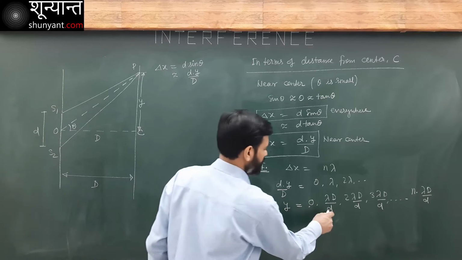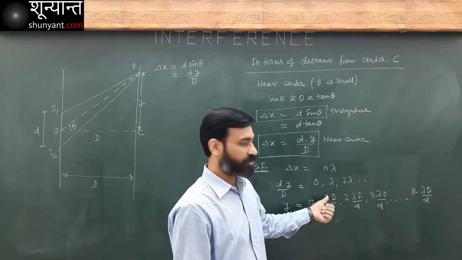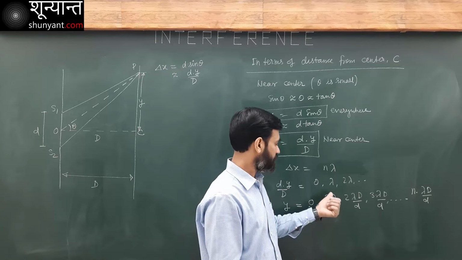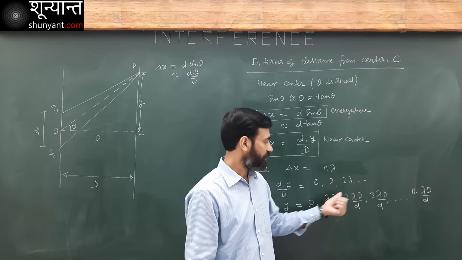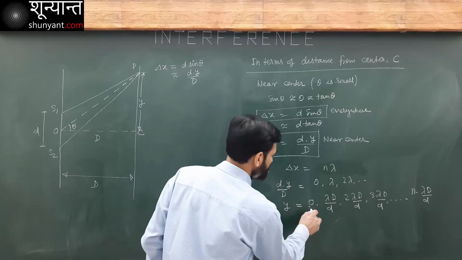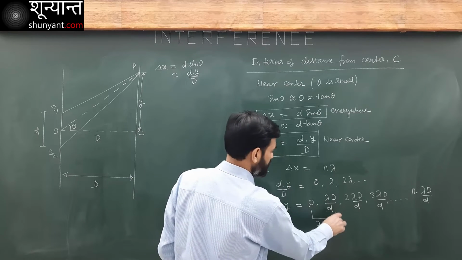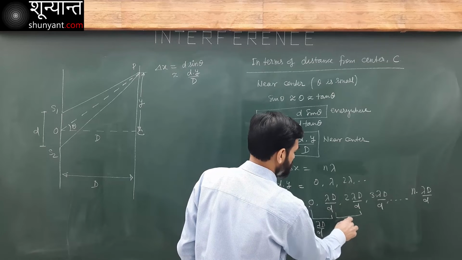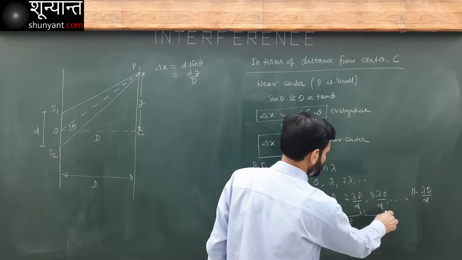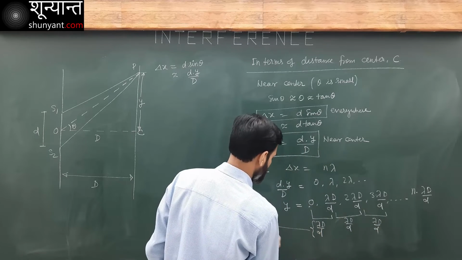Now, this is the zero order bright fringe, then first order, second order, third order, all in the same sequence. What is the distance between these two? It is lambda D over d. What is the distance between these two? It is again lambda D over d.